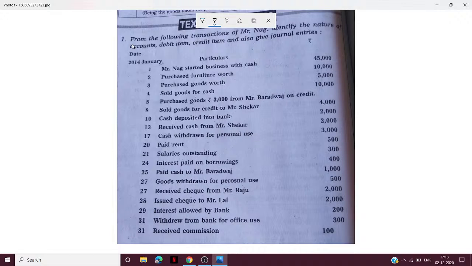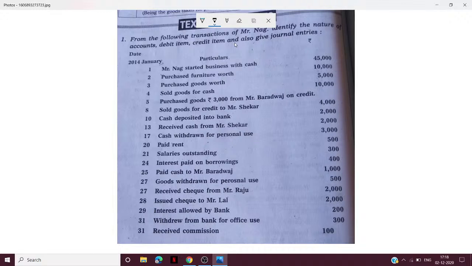The question says: from the following transactions of Mr. Nag, identify the nature of account, debit items, credit items, and also give journal entries. At this stage, forget identifying the nature of accounts, debit items or credit items.